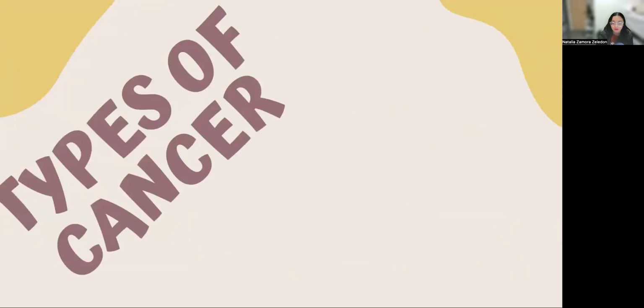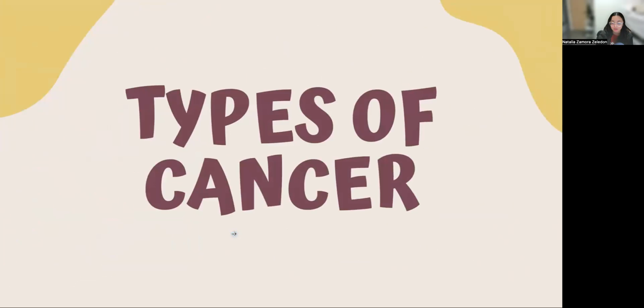So we talked about how cancer is caused. Now we are going to talk about cancer itself. Cancers can be categorized based on the kind of cells that form the tumor. So we're going to go over those different cancer categories.